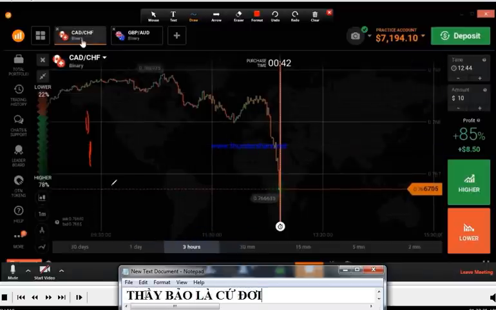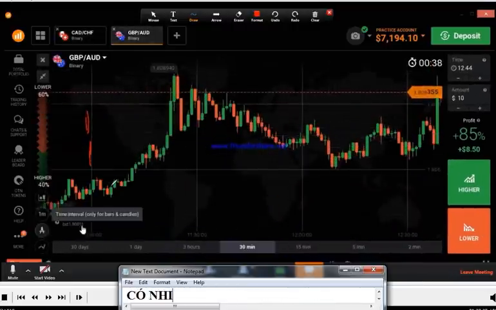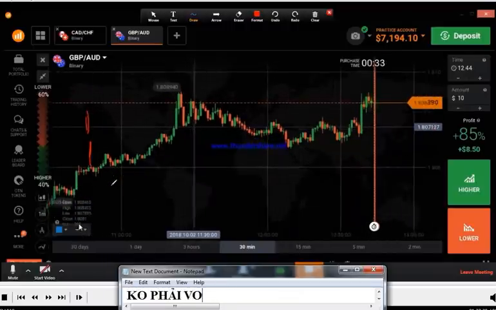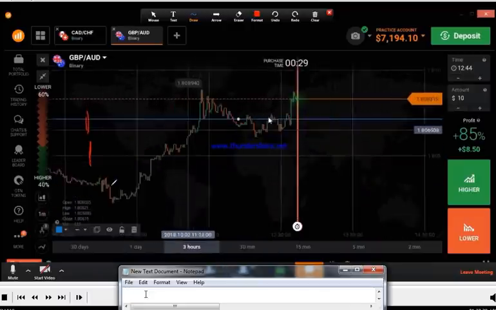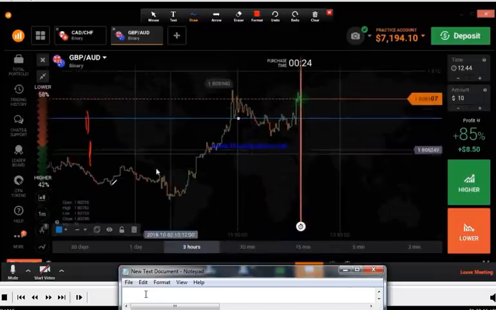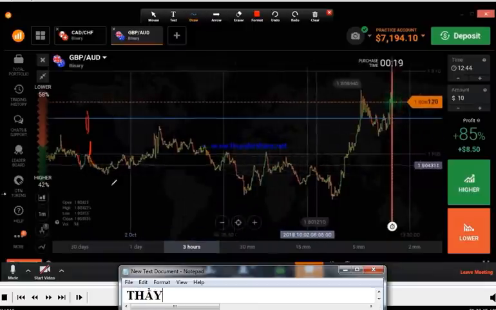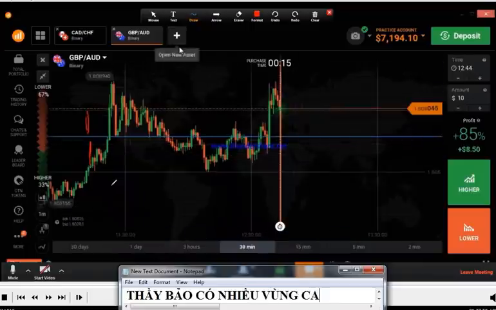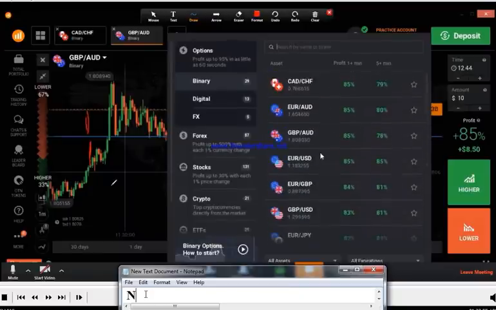If you draw the level here, you can see, you can find another level at the same point. So you can draw here and you can find a strong level here also and here also. There are so many strong levels. In each pair you can find so many strong levels and there are so many pairs. It means there are so many opportunities to trade.